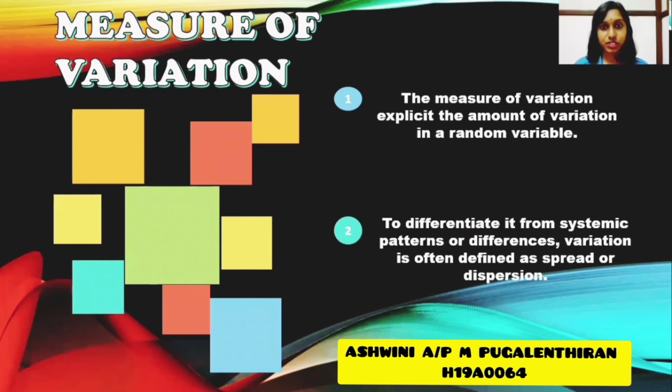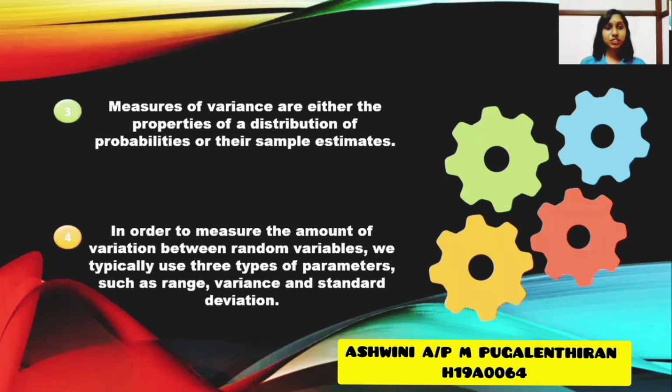Today, I'm going to present about the measure of variation. The measure of variation explains the amount of variation in a random variable. The difference is from systematic patterns or differences. Variance is often defined as spread or dispersion. Measures of variance are either the properties of a distribution of probabilities or their sample estimates. To measure the amount of variance between random variables, we typically use three types of parameters, such as range, variance, and standard deviation.